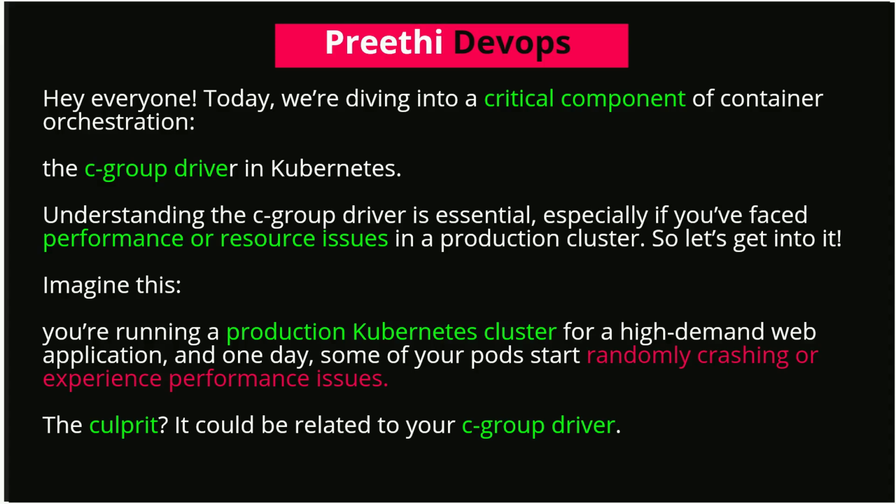Imagine this: you're running a production Kubernetes cluster for a high-demand web application, and one day, some of your pods start randomly crashing or experience performance issues. The culprit? It could be related to your Cgroup driver. Let's start with the basics.